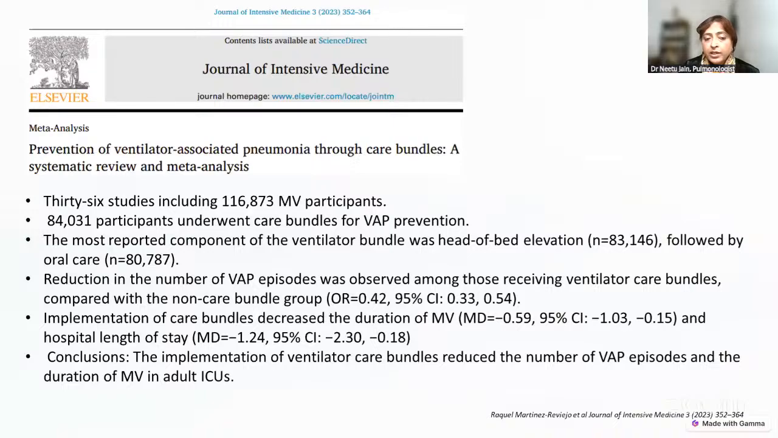And implementation of care bundles decreased ICU stay. It also decreased length of hospital stay. It decreased both direct and indirect kinds of cost for the hospital, ICU, as well as the patient. So implementation of bundles results in lower costs for patient as well as hospital. So these are the strategies which you can follow to prevent CRBSI.